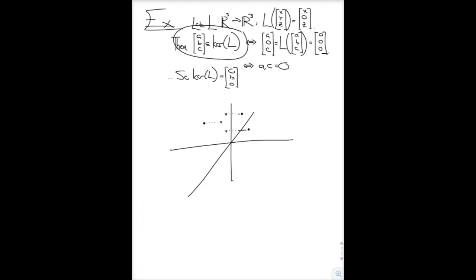If (A, B, C) is in the kernel, then by definition, (A, 0, C), which is the image of (A, B, C) under L, must be equal to (0, 0, 0). And so we found the kernel again. The kernel is all points (0, B, 0).